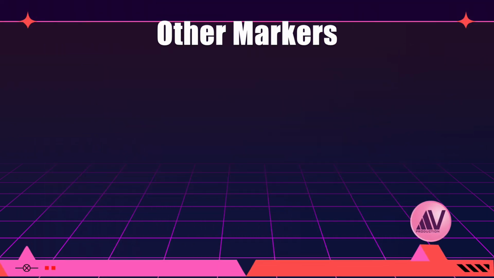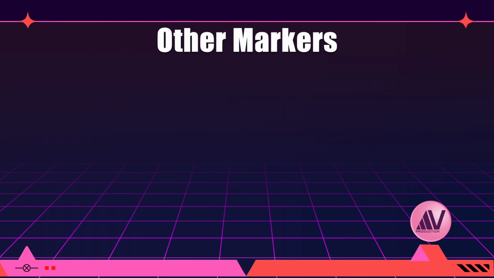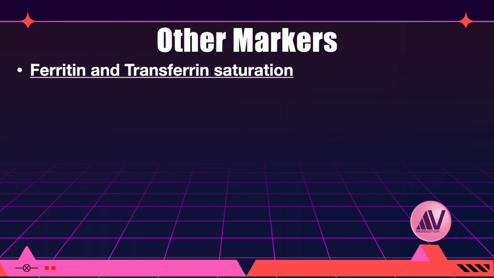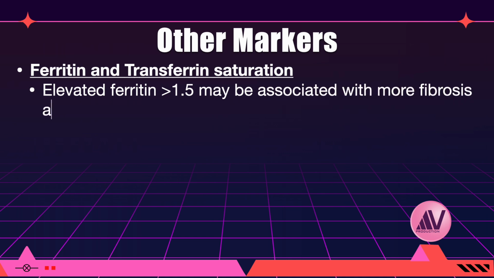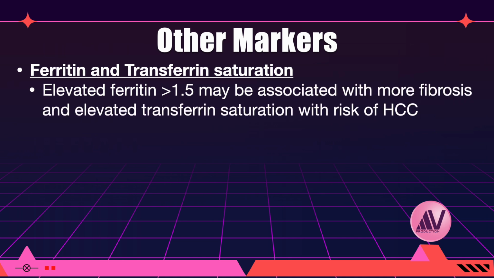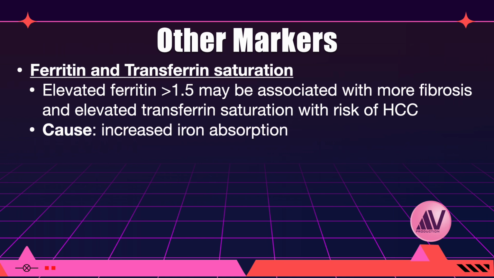Are there any other biochemical abnormalities associated with non-alcoholic fatty liver disease? Yes. One such abnormality is elevated ferritin and transferrin saturation. Elevated ferritin levels greater than 1.5 micrograms per liter may be associated with increased fibrosis, while elevated transferrin saturation increases the risk of hepatocellular carcinoma. It is possible that these individuals have higher iron absorption rates, although this remains to be further investigated.